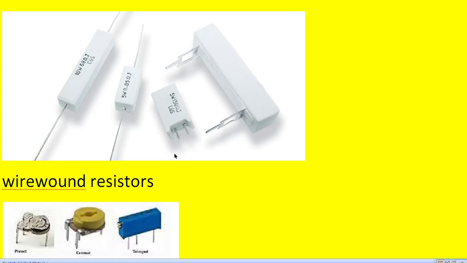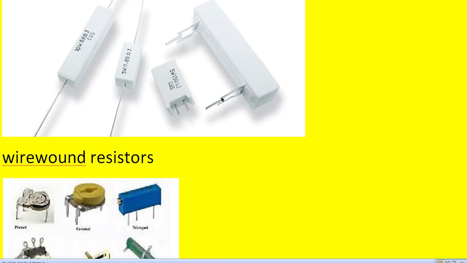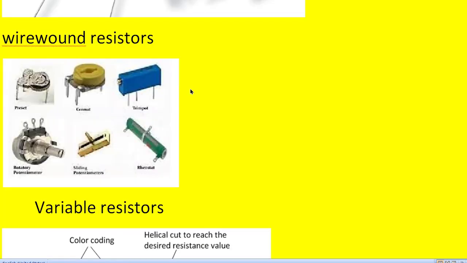Similarly, there is another type of resistor called wire wound resistors. These are also large size resistors, and we find the resistance value and similarly the wattage rating. And there are different types like this. This is one type, this is another type, two terminals. These are also two terminals, but a different shape, and these are also two-ended resistors.